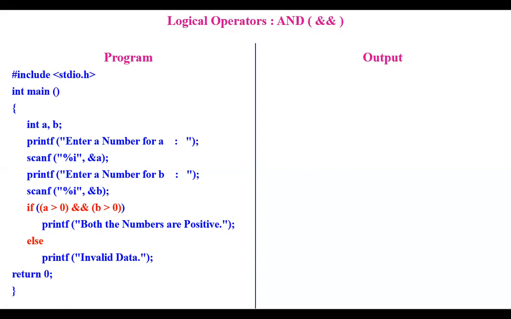Next, suppose I have executed the same program again and given a value of -5, a negative value for A, and for B a positive value. That means here only one condition is met, B greater than 0 is met, but not A. What happens? It says invalid data. To be satisfied, both the conditions must be correct. Then only these statements are executed here.